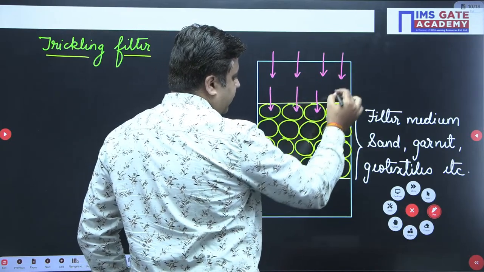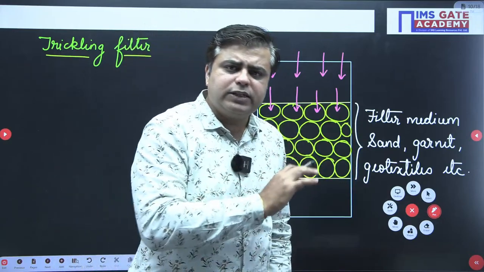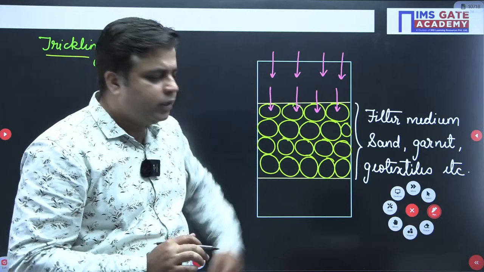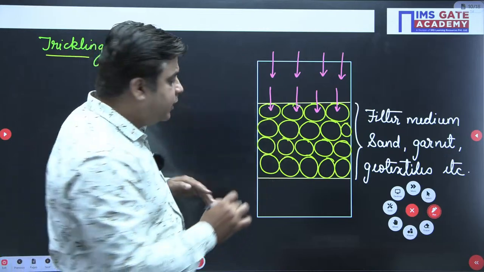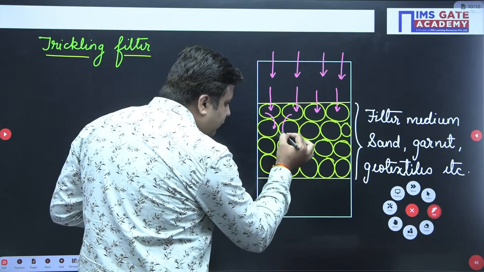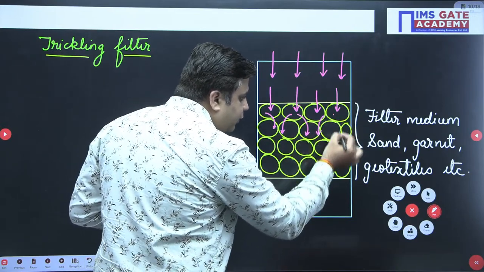This is how you apply it, right? Now, what happens is, you are applying this waste water over the filter medium at a very slow rate. When you apply this waste water over the filter medium slowly, this waste water is going to trickle over the filter medium like this.